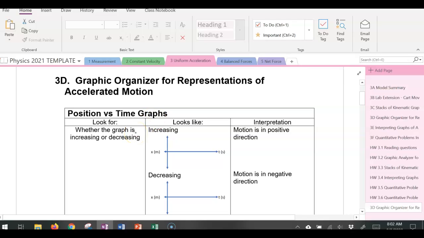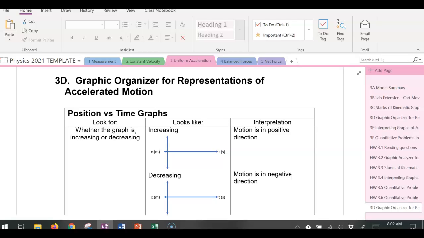Okay, so in this table, the left-hand column tells us what we look for in a position versus time graph. The middle column shows a picture of what that might look like, and the far right column explains what it means. It tells you how to interpret that. So the first thing that we're looking for in a position versus time graph is, is the graph increasing or decreasing?